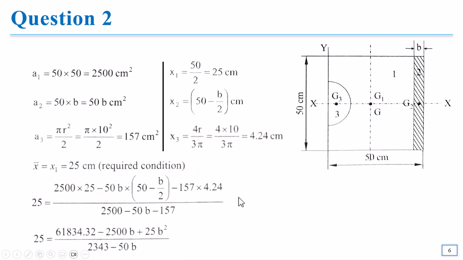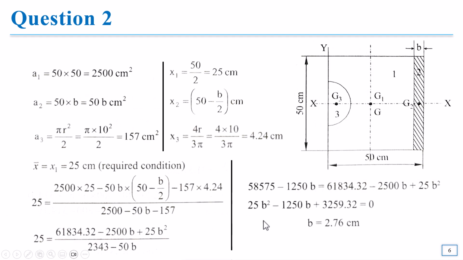Now we can simplify this. Upon simplification, we will obtain this, and on further rearrangement and simplification, you will get a quadratic equation in terms of b. If you solve this quadratic equation, you will get the value of b, which is the width that we should cut from this side, so that the centroid of the remaining section will come back to 25, 25. So a section having a width of 2.76 centimeter should be cut out from the other side, so that the centroid remains in the same position.